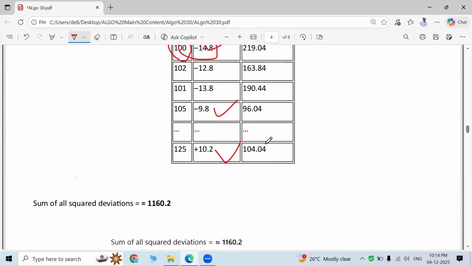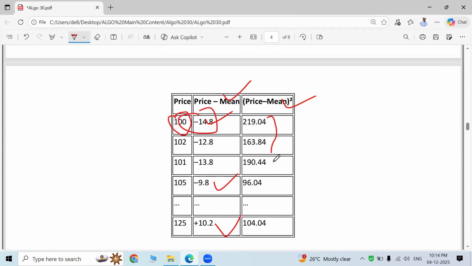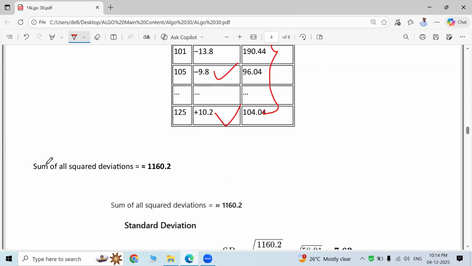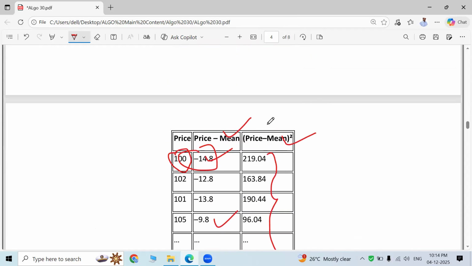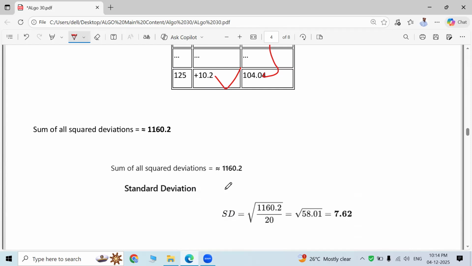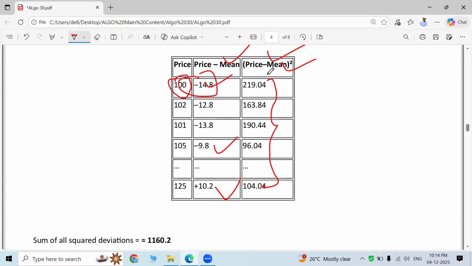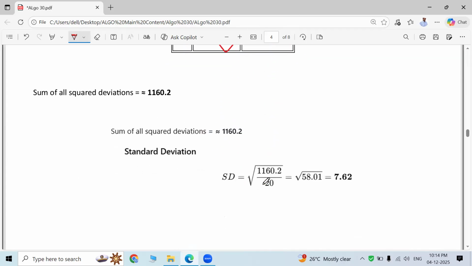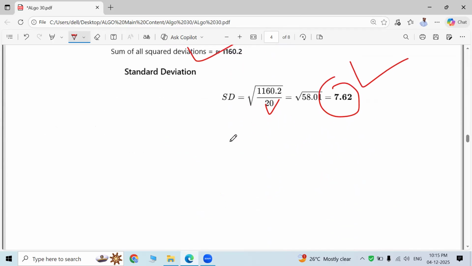Once we get this value, we are going to add all of these. This is called the sum of square deviation. This is called deviation, and the sum of all deviation is the deviation for only these 20 readings. If I use the standard deviation formula, the standard deviation is the square root of the sum of the square of all deviations divided by 20. It gives me the standard deviation of these 20 readings.